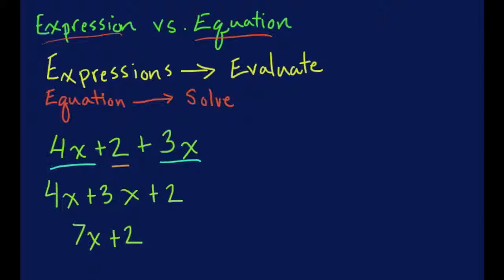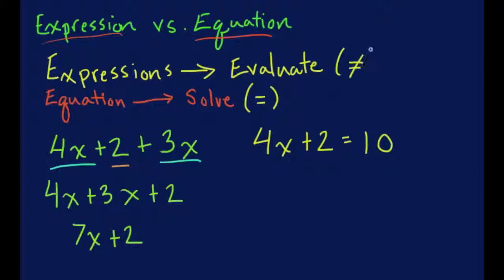Whereas if we were going to solve, we would see something like this. It would say 4x plus 2 equals 10. Now we're going to have to solve, because the key thing in solving is it will have an equal sign in it. Evaluating won't have an equal sign in it. That's the main key difference.